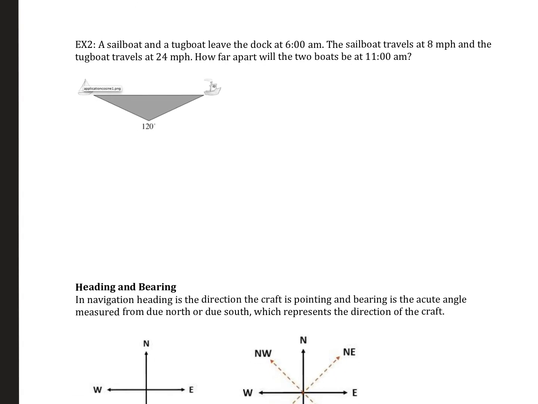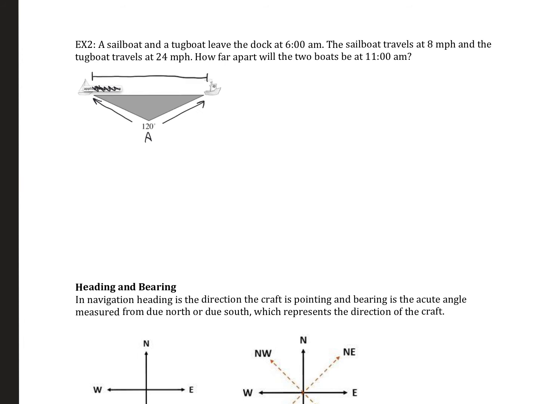A sailboat and a tugboat leave the dock at 6 a.m. Ooh, a word problem. The sailboat travels at 8 miles per hour, and the tugboat travels at 24 miles per hour. How far apart will the two boats be at 11 a.m.? So they've left a dock, and then they each travel out in different directions. If this is the dock, the tugboat travels out that direction, and the sailboat travels off in that direction. Sorry for the little sketch there. What we're trying to figure out is how far apart they will be, this distance here.